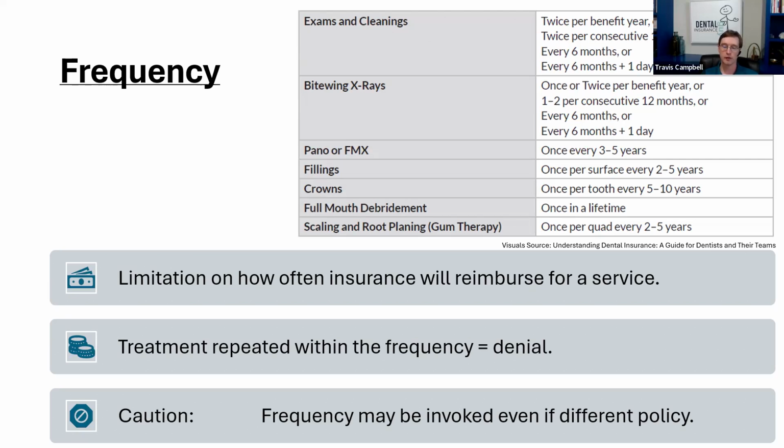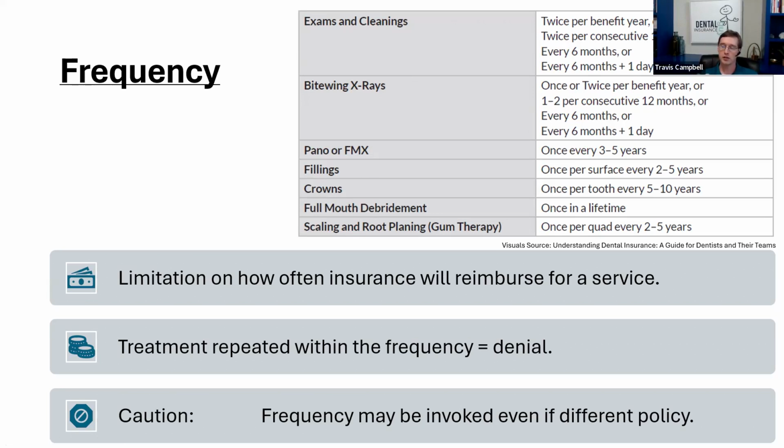So keep in mind, frequency more and more is not about the policy itself, but about the actual tooth itself. And that means if you don't calculate this right, you could end up with a denial and patients owing you money because you weren't aware of this. So again, think of the frequency more by the procedure itself and not by the insurance company, because that's where insurance is going. Now, if you look at the top list, these are very common frequencies out there.